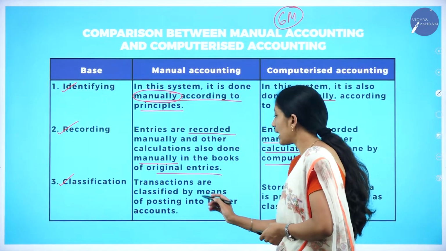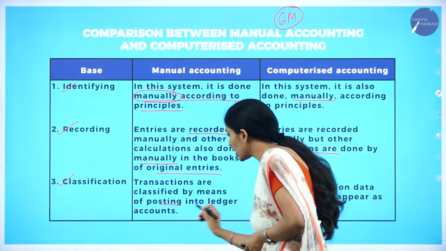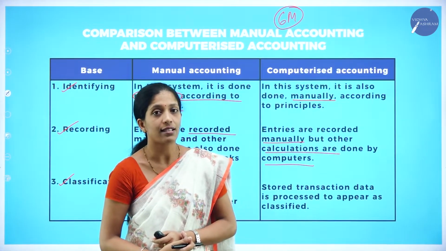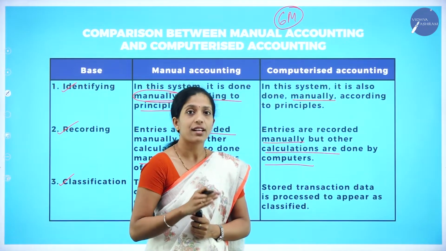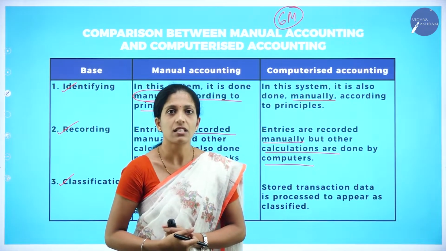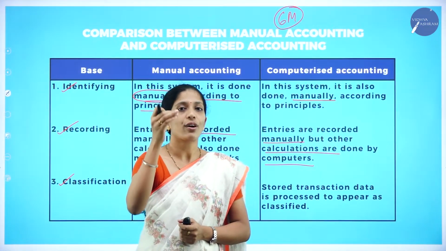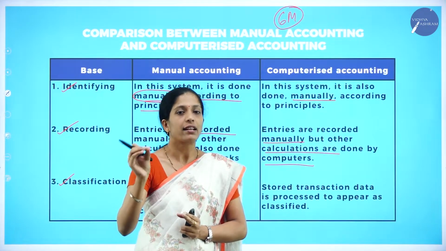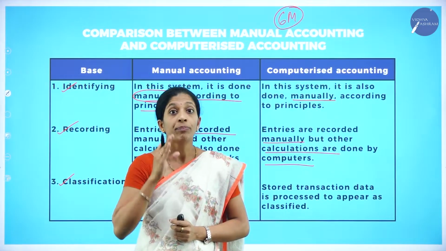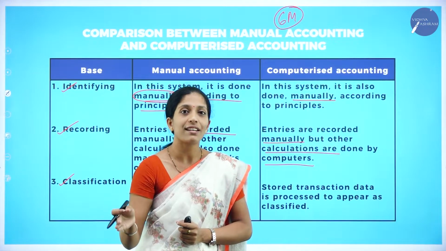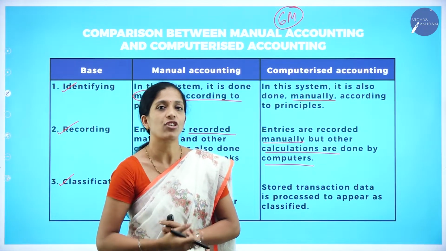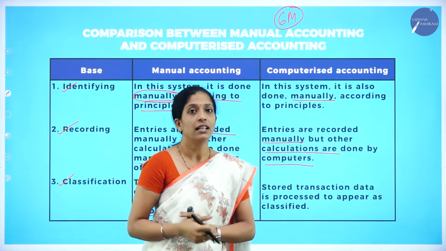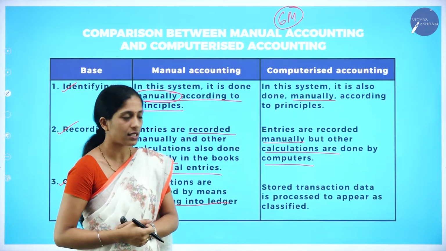So, transactions are classified by means of posting into ledger accounts. Of course, the recording of entries of the transaction takes place in the journal, where we will record all the transactions as per the date, that is in chronological order. Then we will transfer those entries into the ledger, where the classification of entries takes place. So, classification of entries takes place in the ledger under manual accounting system.